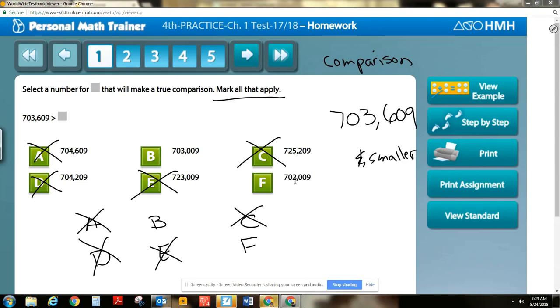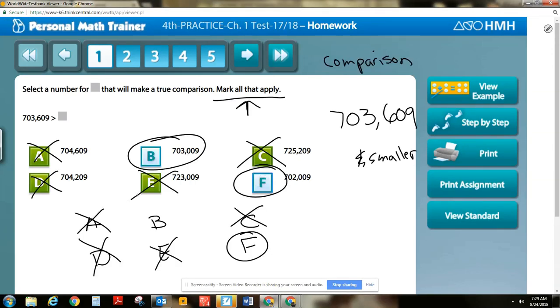Thousandths place here, 2. Well, 2,000 is less than 3,000, so it could be B or it could be F. Remember, mark all that apply. So let me make sure F is for sure the answer, or at least one of them, because 2 is less than 3, right? So now for 703,009, I have to go to the hundreds place. I'm looking for something that's smaller than 600. Smaller than 600, it's both B and F.